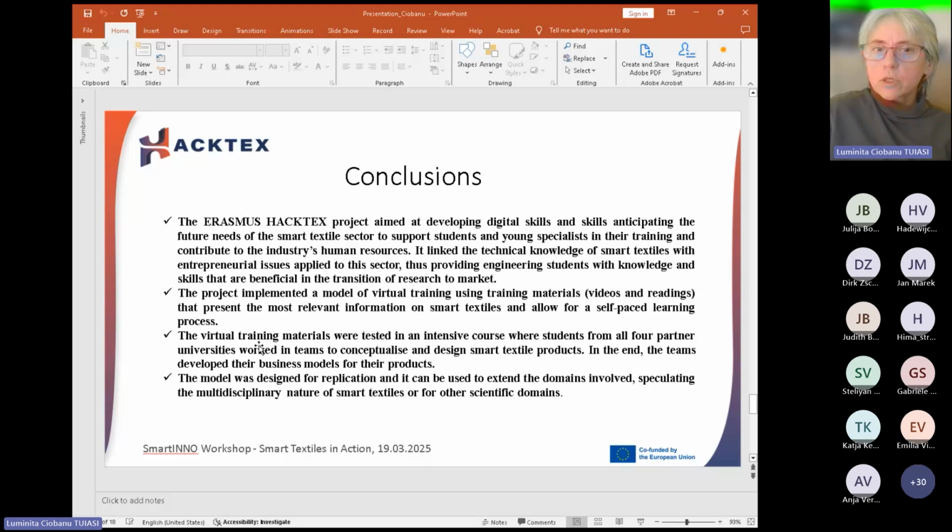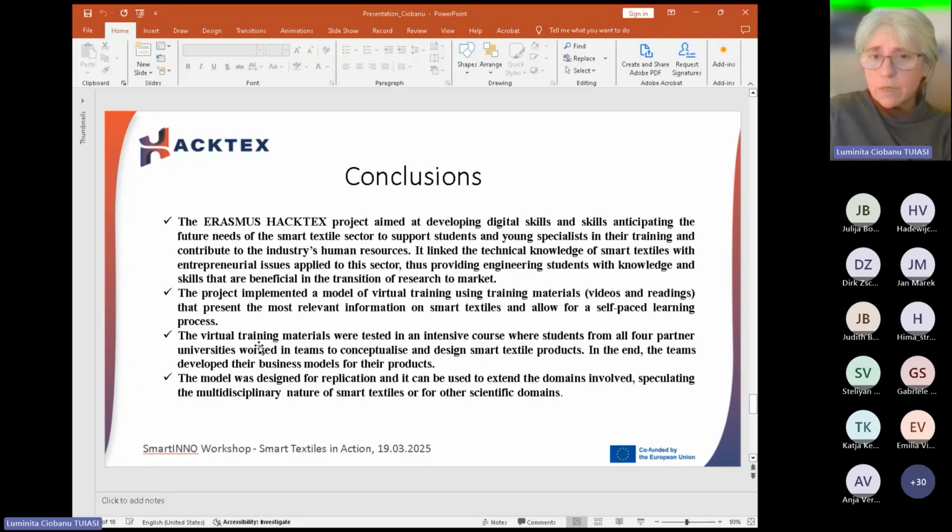We implemented these virtual training models with training materials. They are available open access without problem for everyone who wants to check them. And then we tested them in the intensive course. This intensive course gave us the idea that we can use these materials and this approach, technology and entrepreneurship, and go into other domains, or advance the domain of textile knowledge, so that our students will be better prepared for the future and will better answer the needs of the companies, especially considering that the textile sector is challenged in Europe.